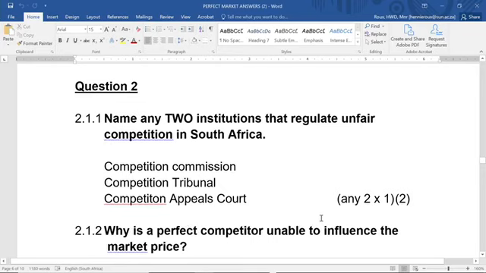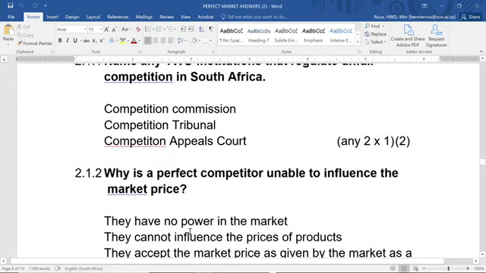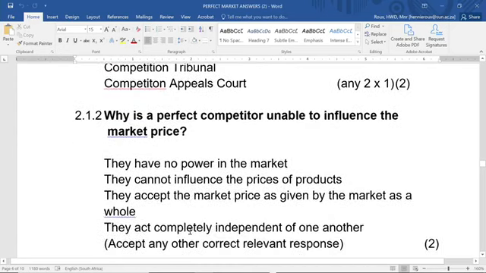Why is a perfect competitor unable to influence the market price? Once again, a why question. Remember earlier on we had a how question. So just the way you see it and how you want to explain it, okay? And what did we say? There are many sellers in this market, so they do not have any power. They cannot influence the price, and they are completely independent of one another.